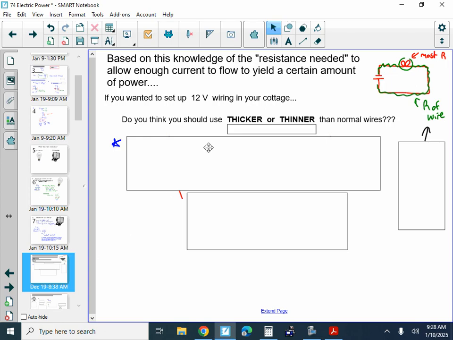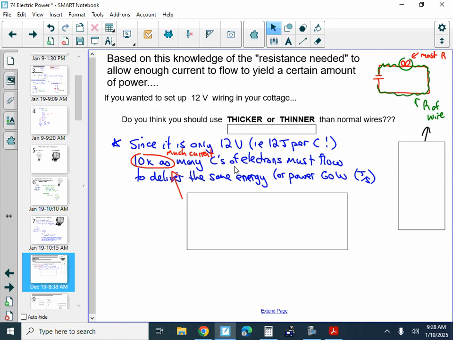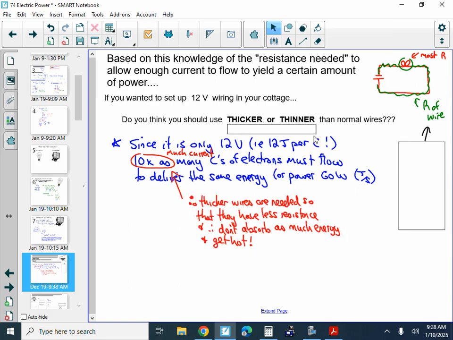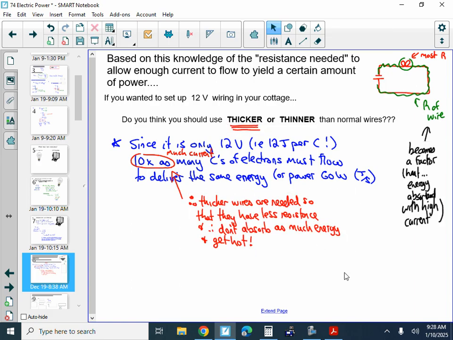And I think a lot of people would think that you could get away with thinner wires because it's only 12 volts, right? So it's not that dangerous. But in order to provide the energy that's needed for things, you're going to need 10 times as many coulombs to flow. You're going to need more current. If you need more current, then you need thicker wires to be able to carry that current.